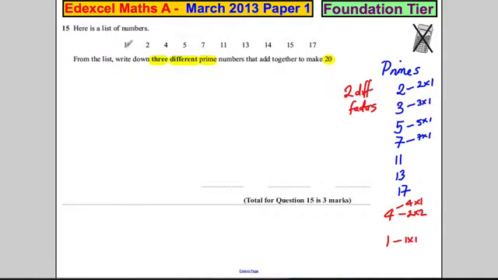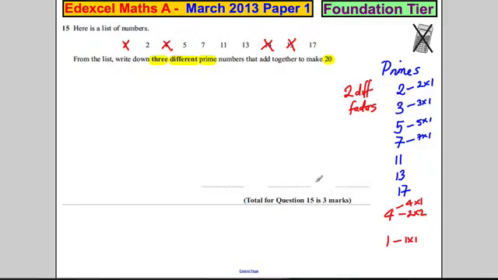Okay, so 1's not prime, so cross it off. 4's not prime. 14 is not prime, and 15 is not prime, because 4 is 2 times 2, for example. 14 is 7 times 2, and 15 is 3 times 5, for example. Here are only primes left, and write down 3 different prime numbers that add together to make 20.